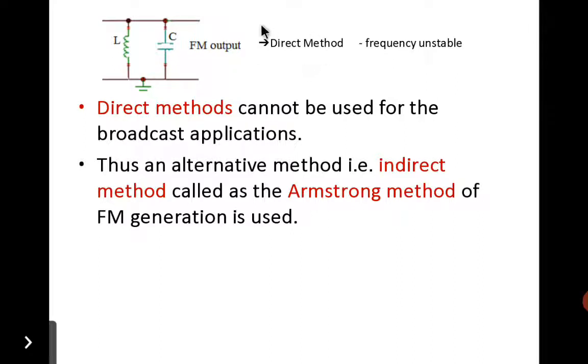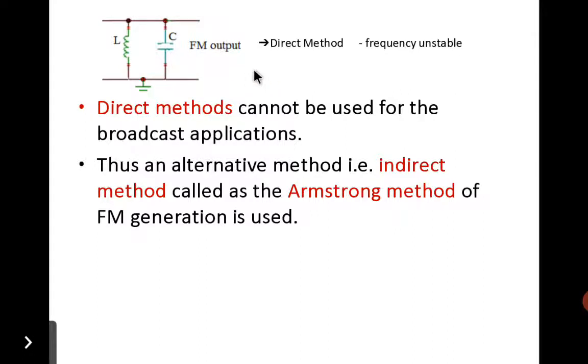That is, in a direct method, the frequency will be unstable, and because of this we cannot use direct method for broadcast application. Suppose I need to use Club FM 94.3. Today I will be getting 94.3. Yesterday I would have got 94.1, and day before 93.4. Likewise, there is no stability in frequency. Due to this, we cannot use LC oscillator because it cannot generate a stable frequency at its output.